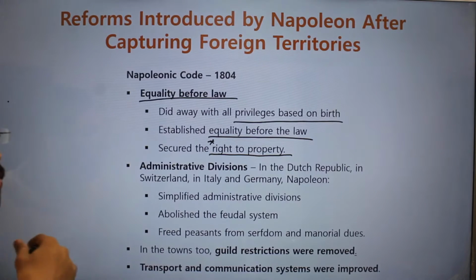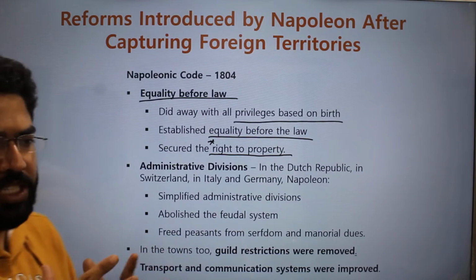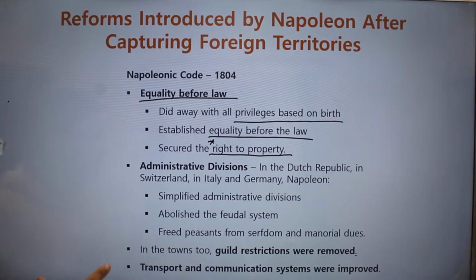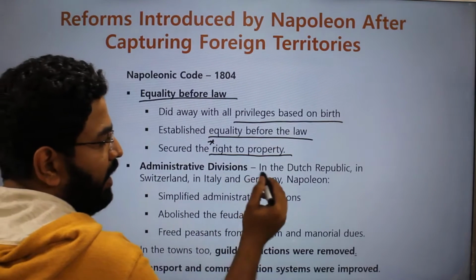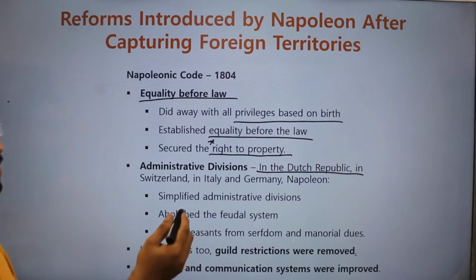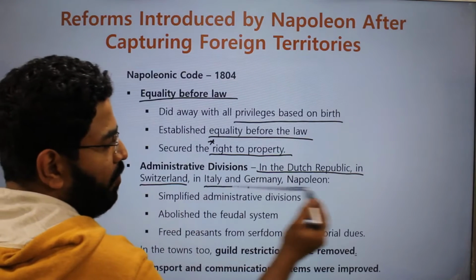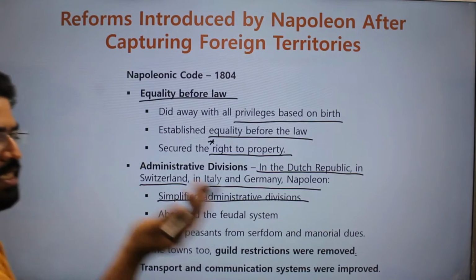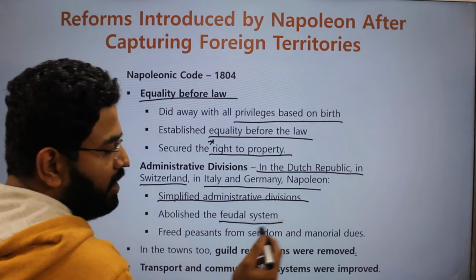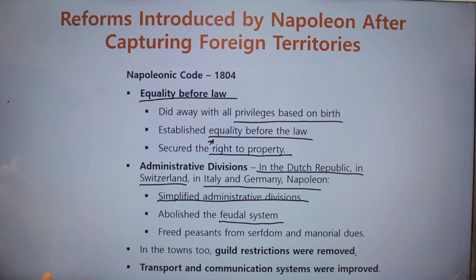Then to ensure that the administrative structure was such that there is ease of administration, he introduced administrative divisions in the Dutch Republic and Switzerland. So wherever he was capturing territory, he simplified the administrative divisions there as well. He abolished the feudal system. The feudal system was very much popular in Europe, and it was abolished by him.